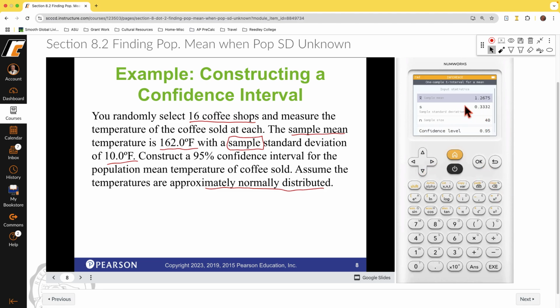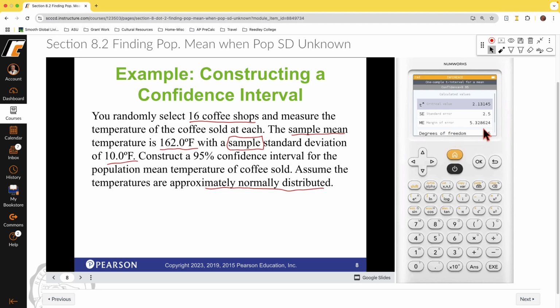Input our statistics. We do have the sample mean, that's 162. We do have the sample standard deviation, that's 10. We have the sample size, that's 16. And the confidence interval is 95, which is the default, so we can just accept that. We have our critical value. Again, that would be used in the formula, although this is all embedded. It calculated both the standard error and the margin of error for us.